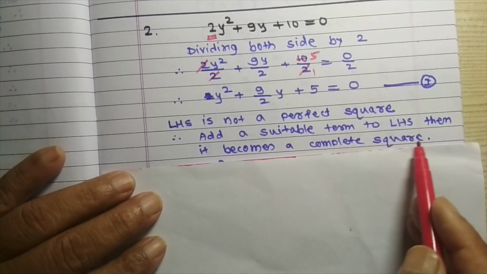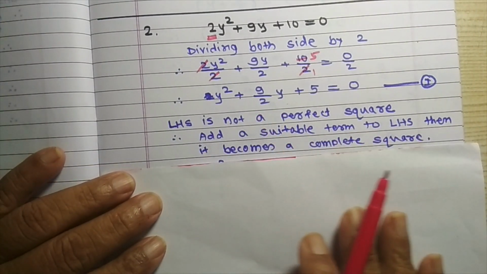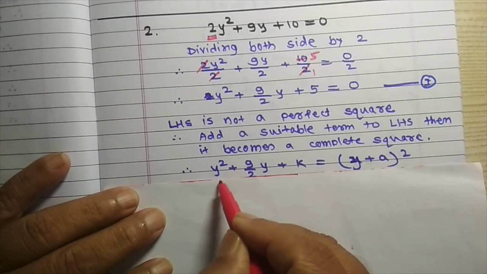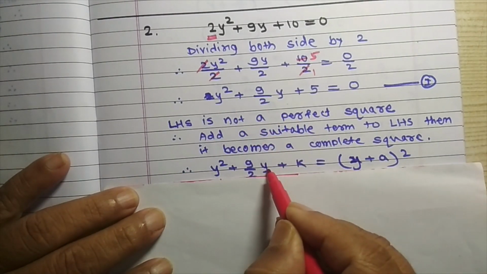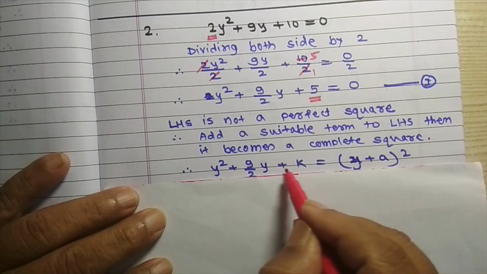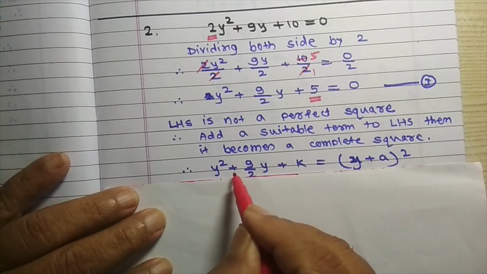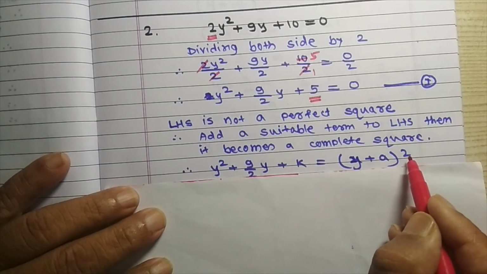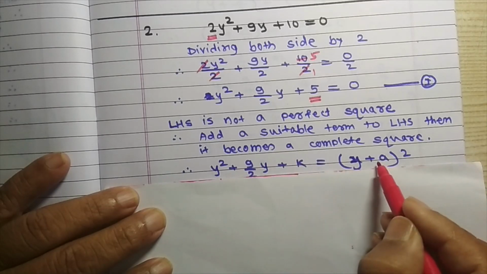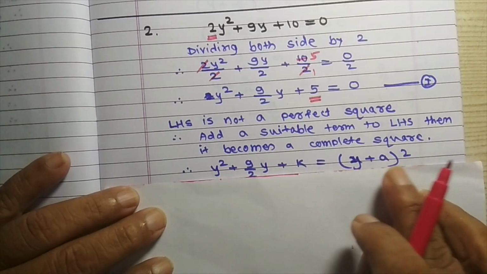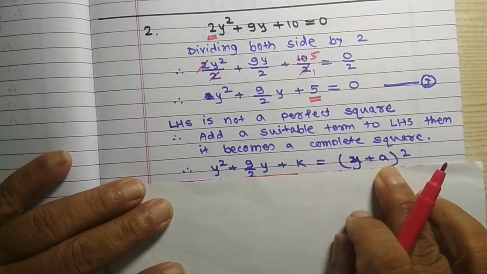Then it becomes a complete square. We have to write this statement in this example. Therefore, y square plus 9 upon 2y. This is not a complete square number. Therefore, we have to take here k, and here plus, therefore (y plus a) bracket square we have to write here. Suppose here minus, we have to take minus. Here plus, we have to take plus. Okay. We have to write the expansion of this one.